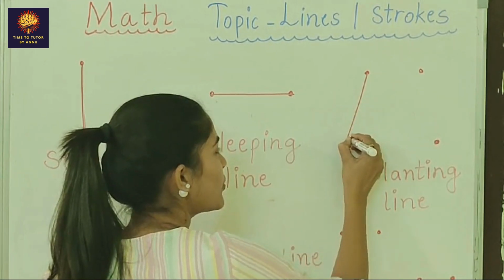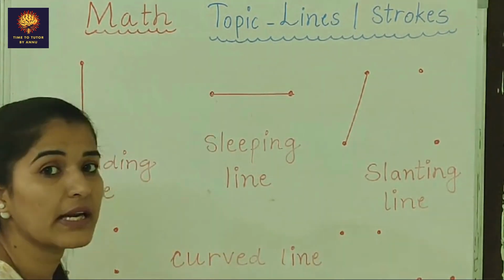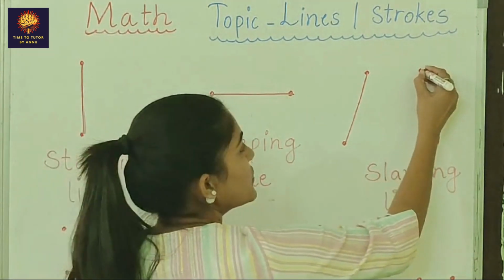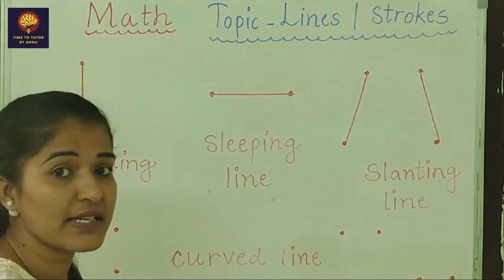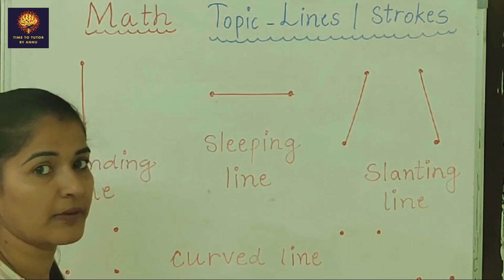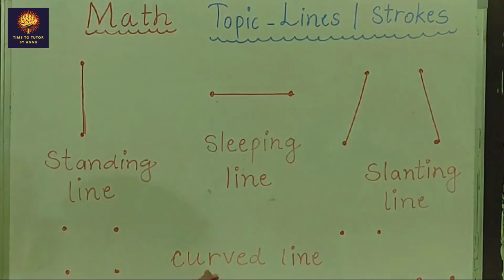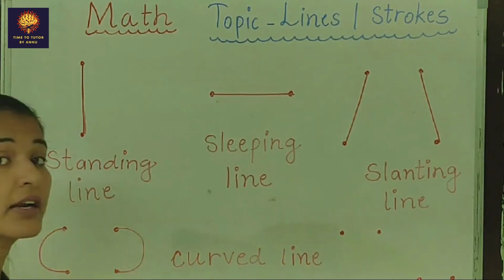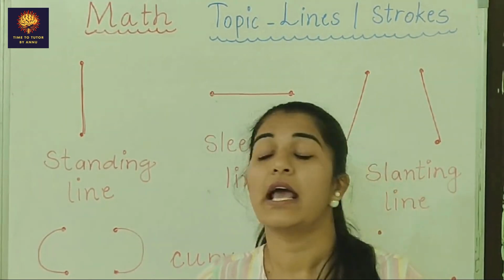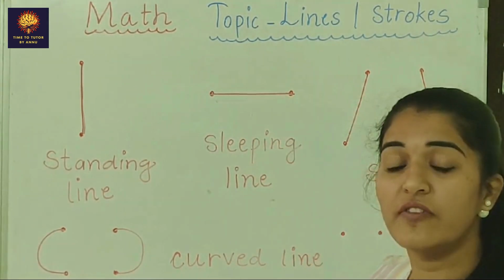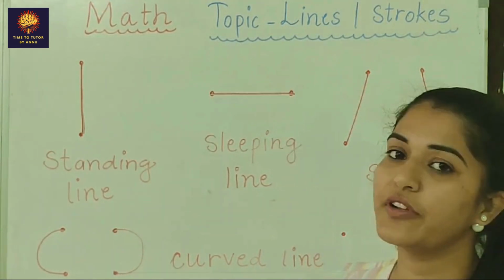Now the next, we have two dots. If we join these two dots like this, we have a slanting line. If we join these two dots like this, we have another slanting line. Right slanting line, left slanting line. Now look here. We have two dots. If we join these two dots like this, we have a curved line. If we join these two dots like this, we have another curved line. These two curved lines are the right curved line and the left curved line.